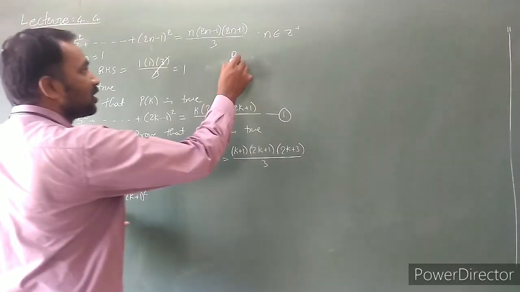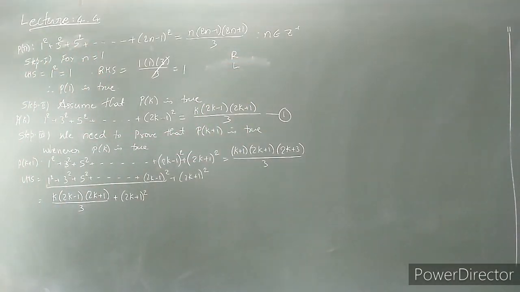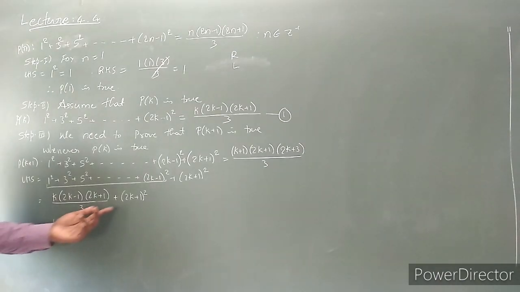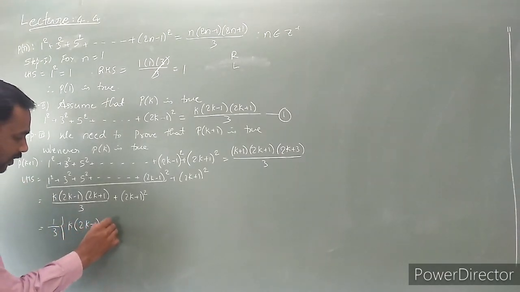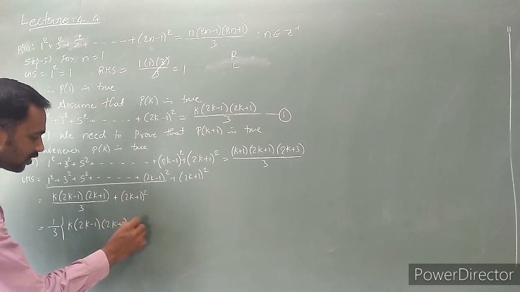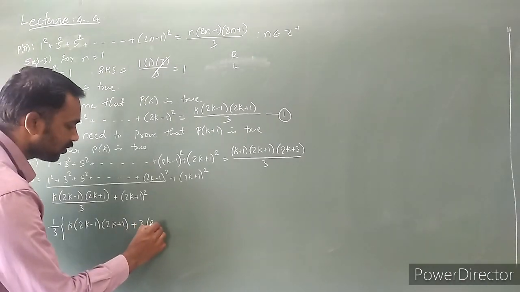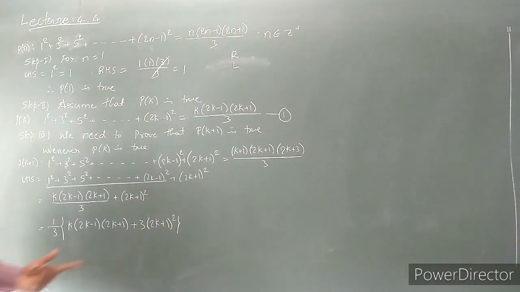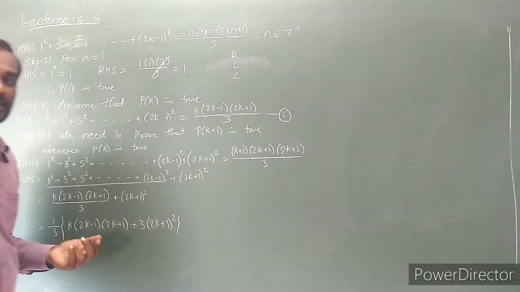Now, after replacement, take the LCM. What is the LCM? 3 is the LCM. I just write the 1 by 3 common. What happens? k into (2k minus 1) into (2k plus 1) plus, 1 by 3 is common, here we need to multiply the 3 into (2k plus 1) whole square. Okay. Now, after taking the LCM, take the common.